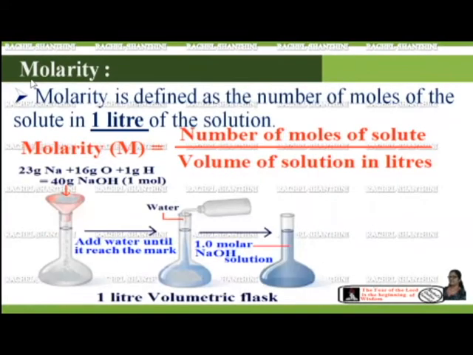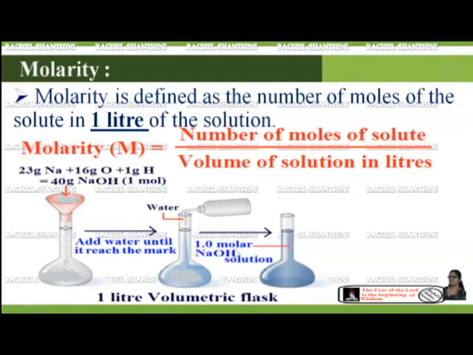The next important concept is molarity. Molarity is defined as the number of moles of the solute in 1 liter of the solution. That is very important. It is the most widely used unit and it is denoted by the letter capital M. Molarity, that is capital M, equals number of moles of the solute upon volume of the solution in liters.